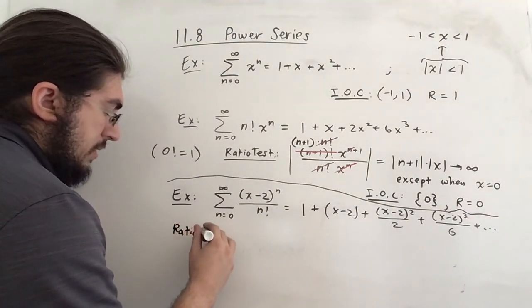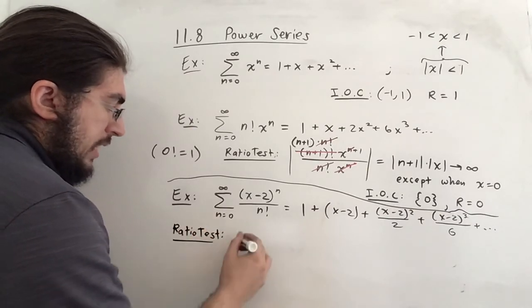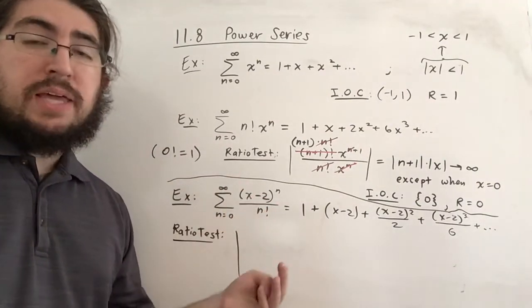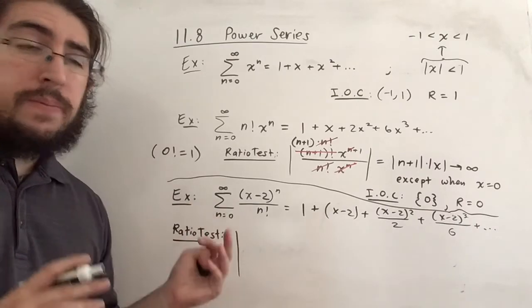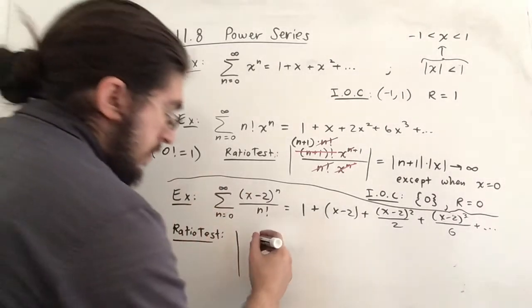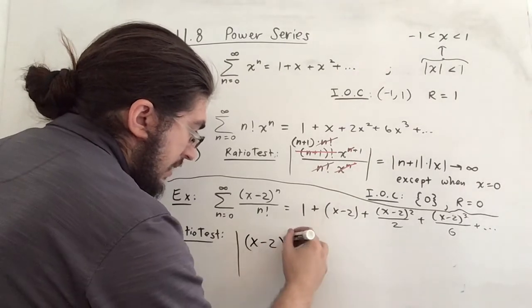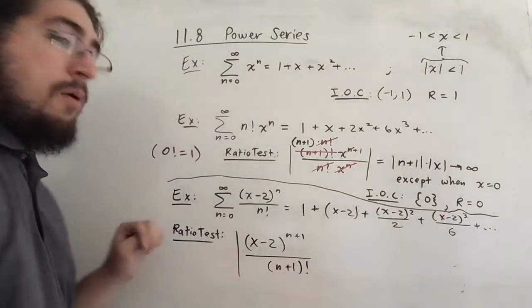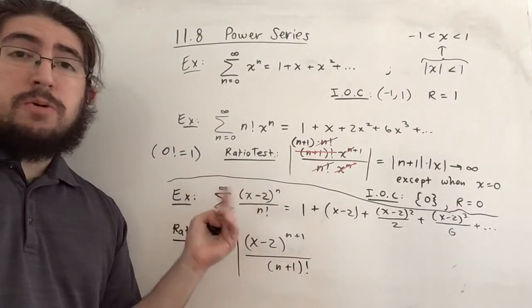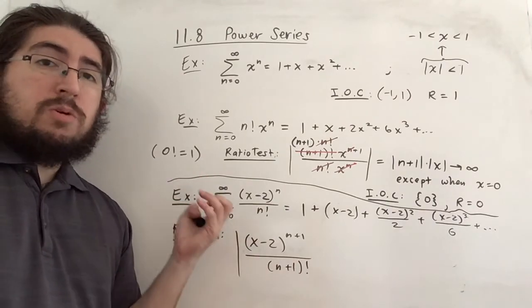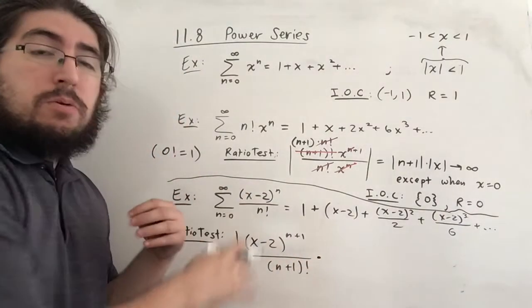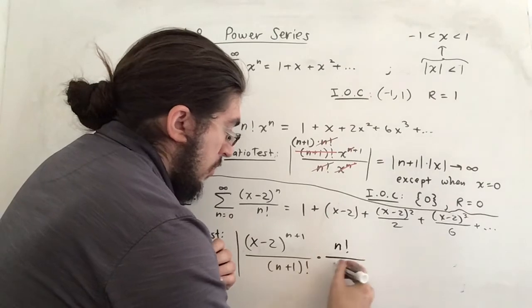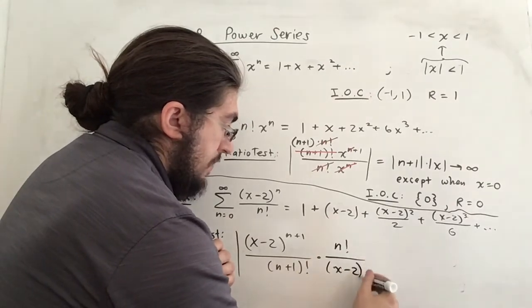Again, we'll use the ratio test. So by the ratio test, we want to take the absolute value of the quotient of the n plus 1 term over the nth term. Now, to skip some details, I'm going to replace all n's with n plus 1. And then I want to divide this by the general term with n's. So instead I'm going to multiply by the reciprocal of the original one, since our general term is a fraction in this case. So n factorial over x minus 2 to the n.